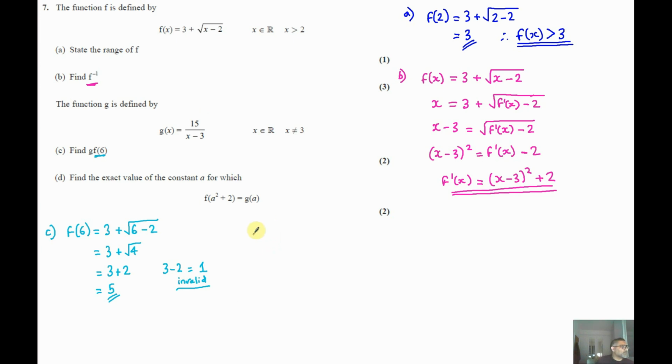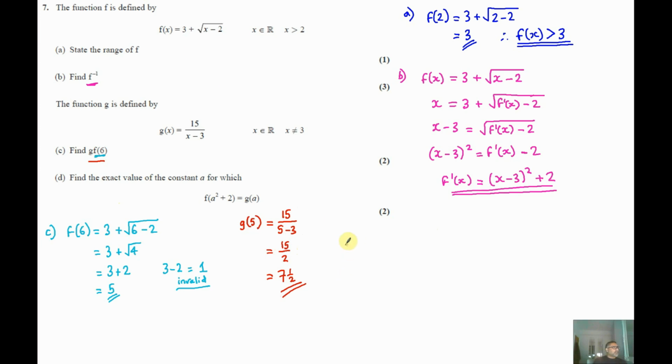Now we next need to work out g of f of 6, so I want to work out g of 5. If we work out g of 5, that will be 15 over 5 minus 3, which is 15 over 2, which is 7.5. And that gives us the value of g of f of 6.